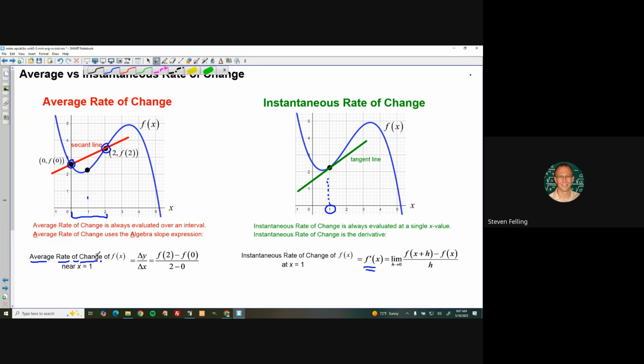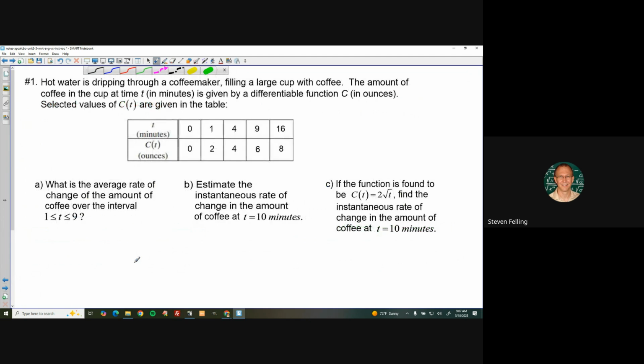So the difference between average rate of change and instantaneous rate of change is that the instantaneous rate of change occurs at one point, and it's the derivative, and the average rate of change is the average slope over an interval. Okay, so here's an example of a problem to show the difference between the two.